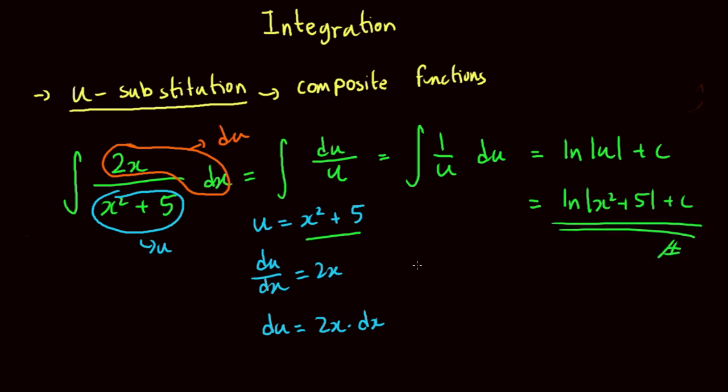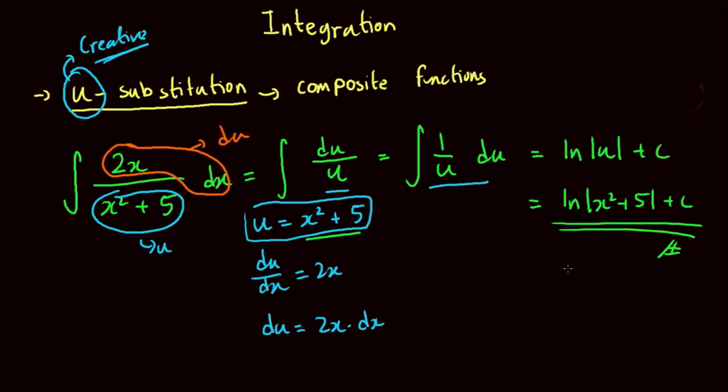Okay, so for u substitution, the biggest trick, I would say, is to carefully choose the u. You need to be very creative, or you need to be a little bit smart. So once you do enough practice problems, you'll be able to choose the right u, and you'll be able to immediately solve the integration, get a very simple integral, find the antiderivative, and voila, you get your final answer straight away.